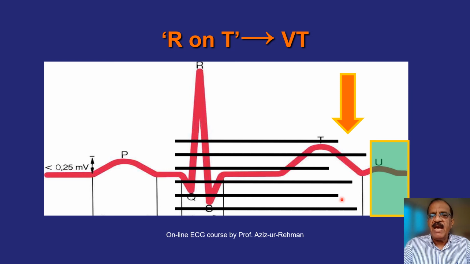So any ectopic or depolarization in the form of DC shock which falls on the downslope of the T wave is likely to trigger a ventricular tachycardia. This is why we go for synchronized DC shock.